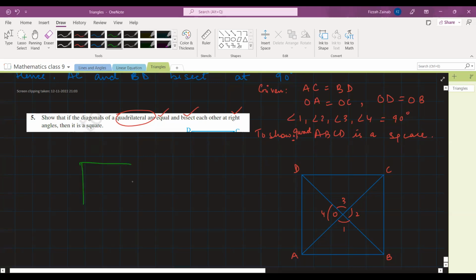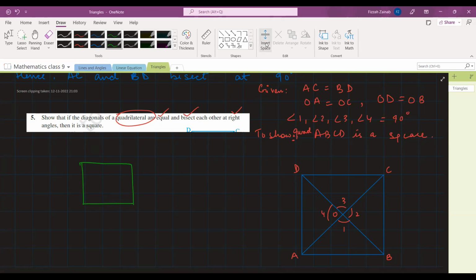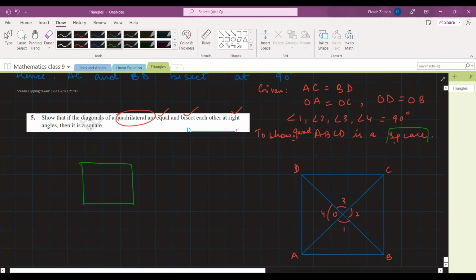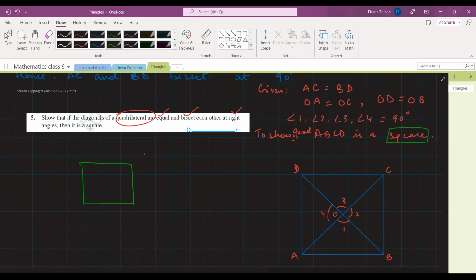See here, try to understand. If you want to show something to be a square, you have to show three things. I also told you yesterday. First of all, a square is a parallelogram, isn't it? And in the question, it is written only quadrilateral. So the first step, we will show that it is a parallelogram. Understand?